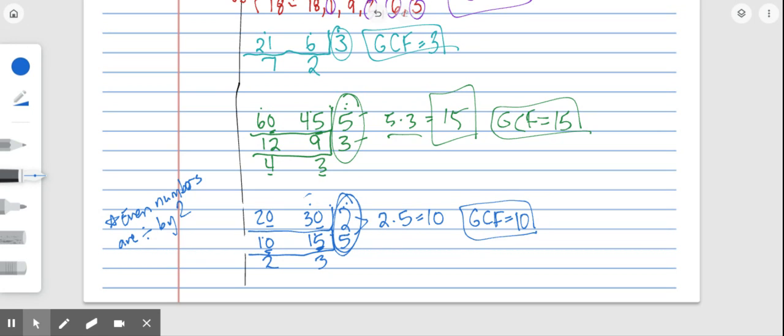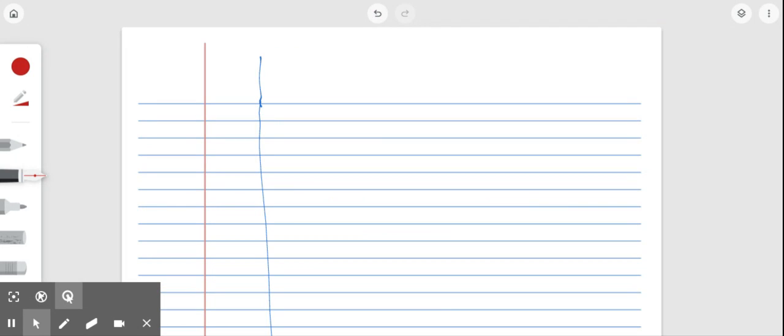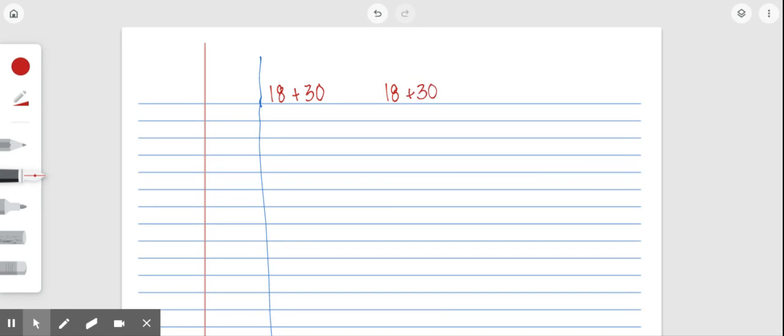All right, I'm going to start a new page. All right, so for these ones, let's say that instead of just having two numbers, I had an expression that was 18 plus 30. But I still wanted to factor. I wanted to find the greatest common factor. I don't want to add them together. I want to find the greatest common factor that they have. So I'm going to set it up just like I did on the last one, but I'm going to keep the addition sign in between. So I write 18 plus 30, and then I'm going to do the ladder rung.